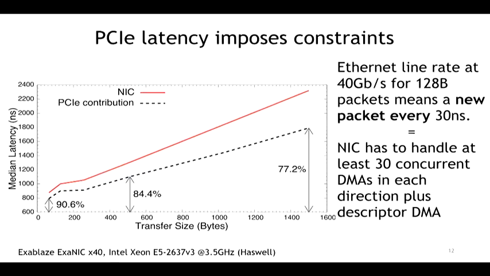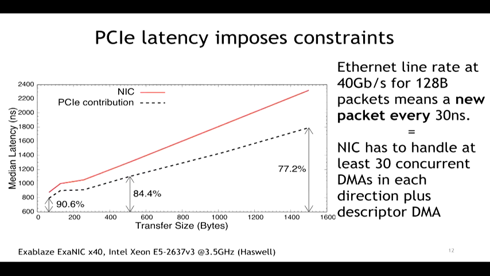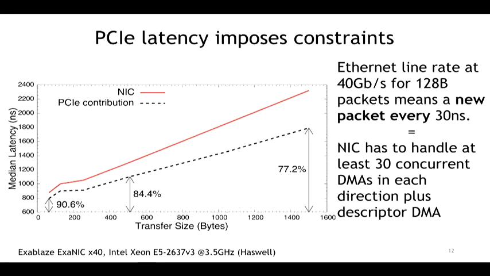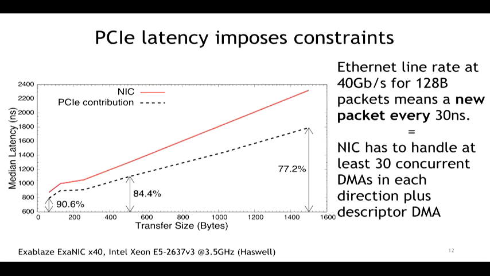But it also has implications on how you design your NIC. So consider Ethernet line rate at 40 gig and 128 byte packets. That means a new packet arrives every 30 nanoseconds. But it takes 400 to 500 nanoseconds to transfer to the host. And that means your device and your offload now has to handle about 30 concurrent DMAs in each direction, plus also handle descriptor DMAs. So it's even more complexity if you design your system.